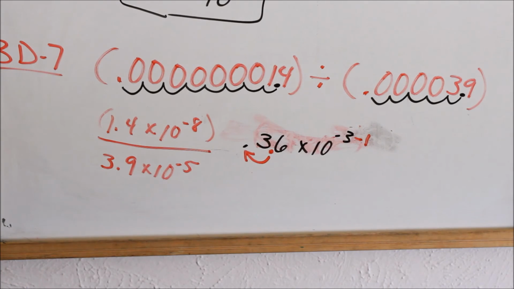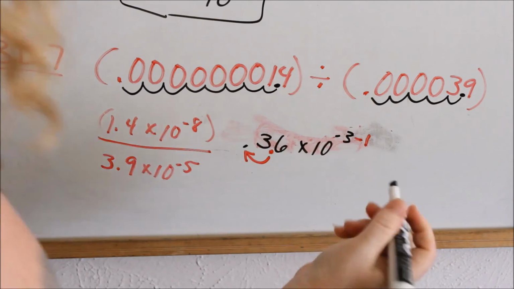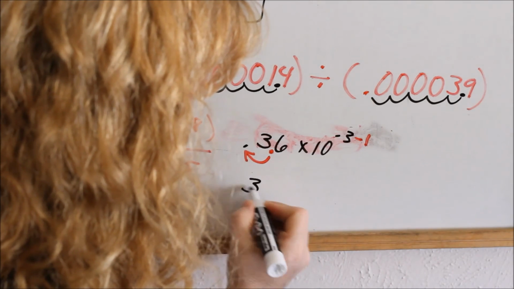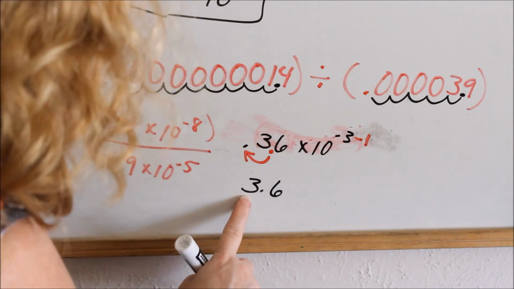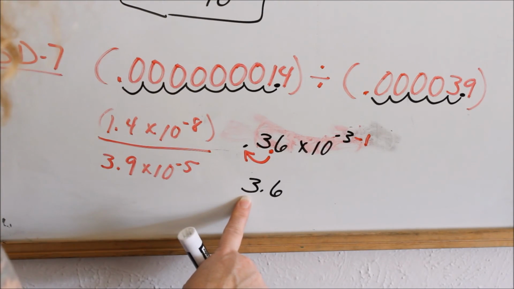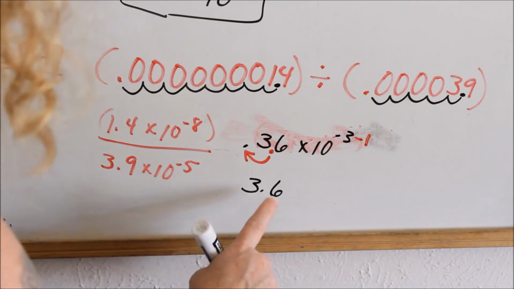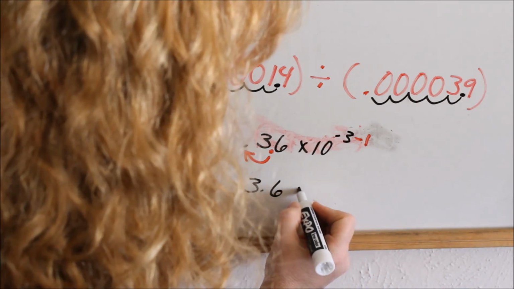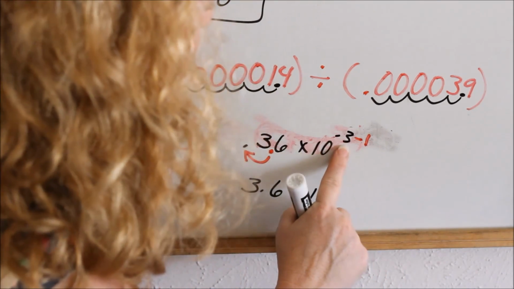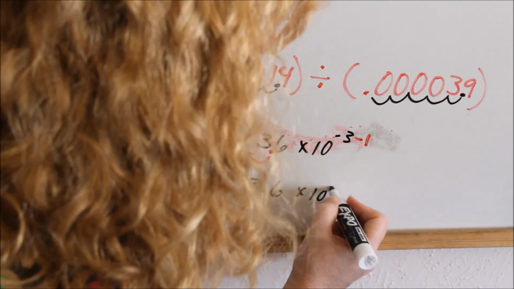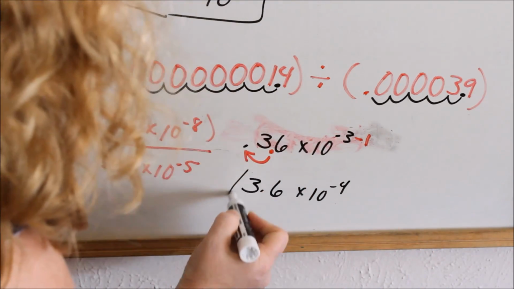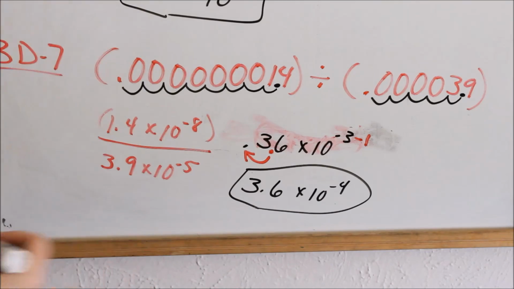It's a positive. So my final answer, because you want your decimal after the first digit, that's considered standard form for scientific notation. So my final answer would be 3.6 times 10 to the, I'm in debt 3, I'm in debt 1 more, that would be a negative 4. So that would be your final answer.